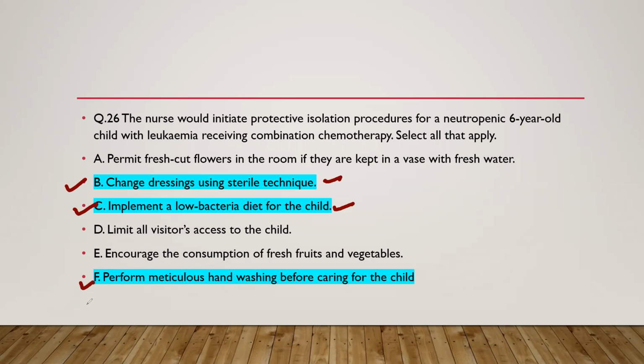And here, last right option F: perform meticulous hand washing before caring for the child. This is also the right option, because hand washing is an important procedure before doing any procedure. Hand washing is important to prevent cross contamination in the child, and it can decrease or limit the spread of bacterial infections. Let's see the other remaining options.